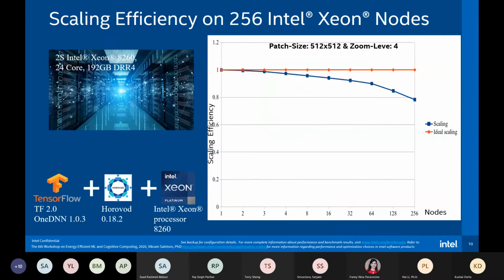So we have actually scaled this out to a large number of nodes on Intel's cluster, on Xeon. What I show is a patch size of 512 and zoom level 4 all the way to 256 nodes, with, of course, 80% scaling efficiency, dropping at 256 nodes.